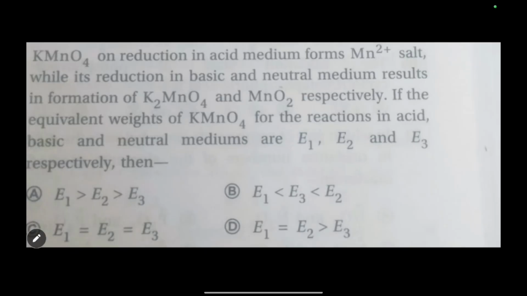The question is given that KMnO4 is reduced. 3 mediums are given. In acidic medium it changes to Mn plus 2 salt. In basic medium it changes to K2MnO4, that is potassium manganate. And in neutral medium, potassium permanganate reduces itself to manganese dioxide. Now in all the 3 mediums, you are asked to calculate the equivalent weight. How will you relate the equivalent weight of the 3 mediums? This is your first question.